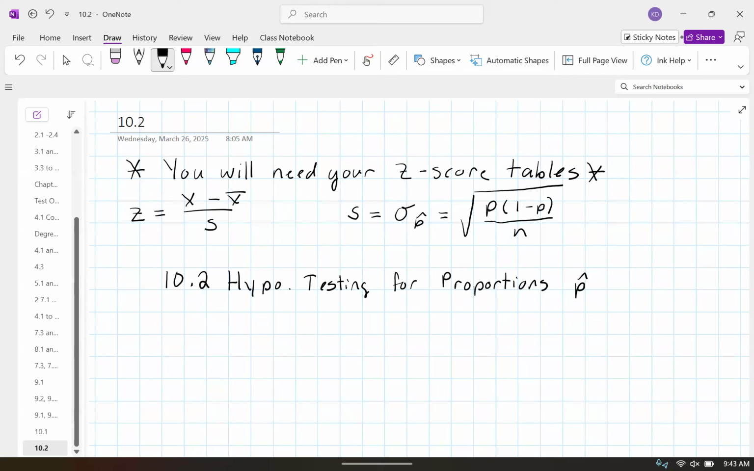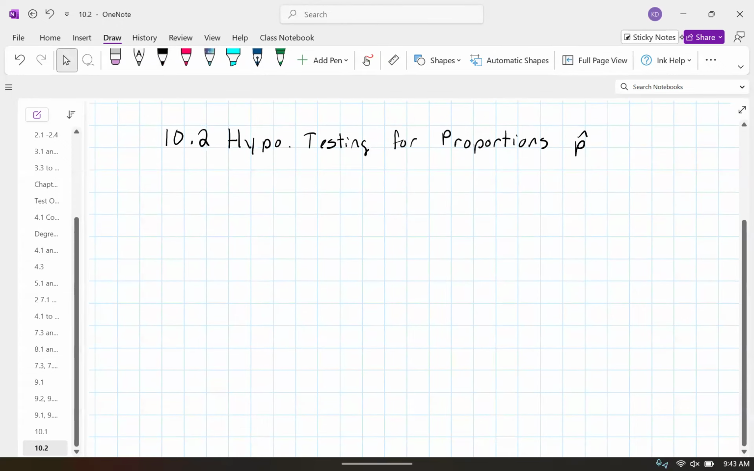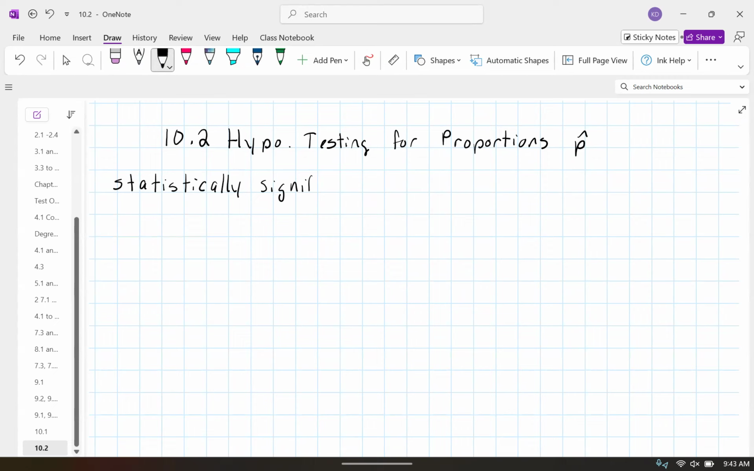All right, so hypothesis testing for proportions. I have a not super long definition, but long enough. So it is something called statistically significant, and that is really hard to say fast. Whoops, that's not how I spell that. So let me give you the definition, and then I'll kind of break it down a little more.